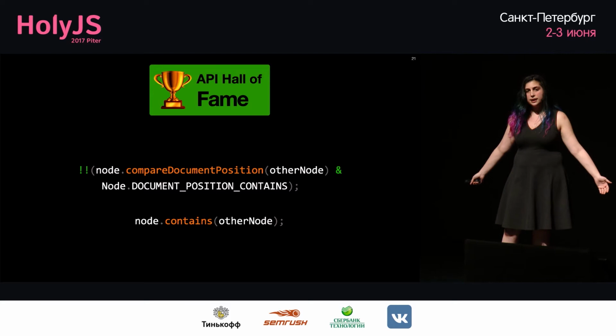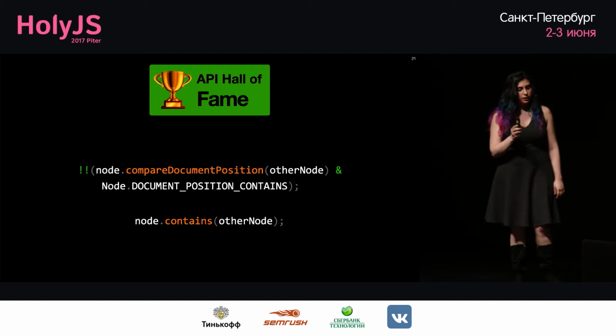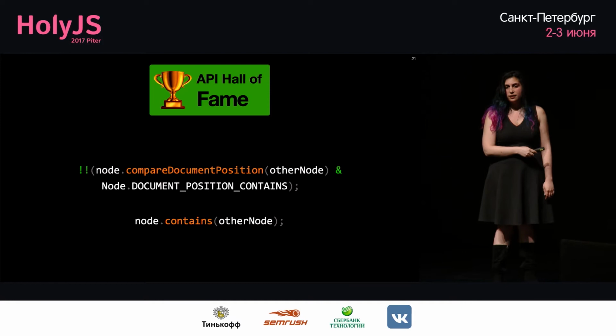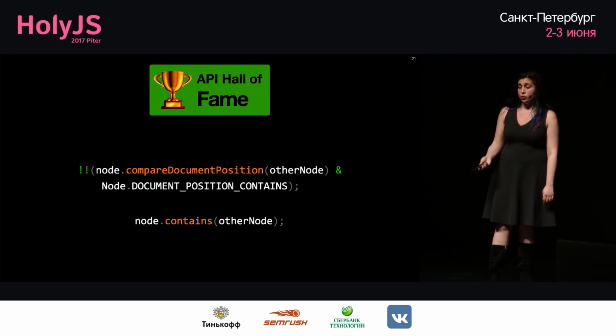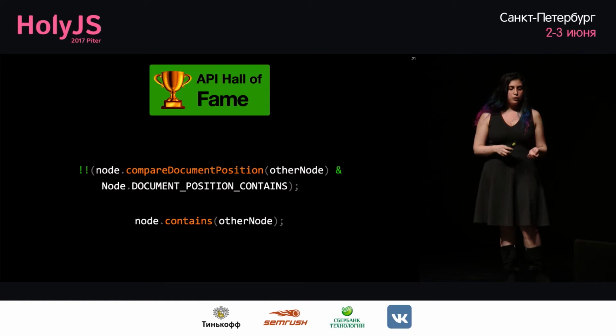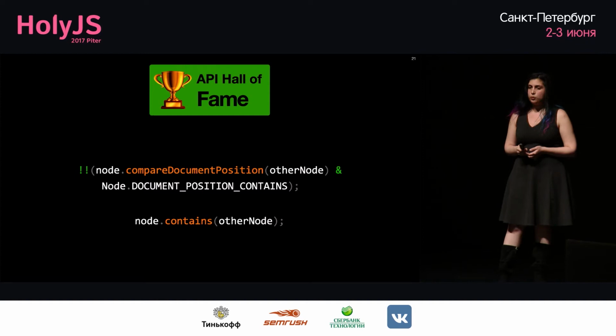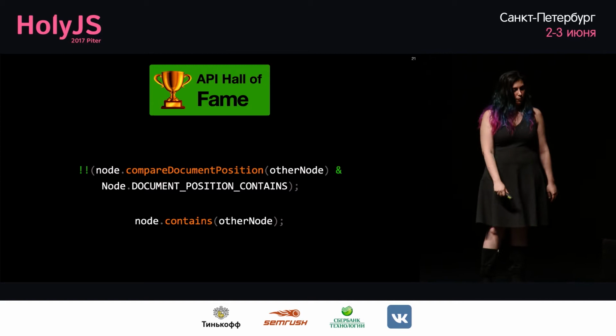However, this is a Hall of Fame slide because even though it's a very complex API, it has a shortcut. It didn't used to in the beginning. Many years ago, compareDocumentPosition was all you had when you were using vanilla JavaScript. But thanks to jQuery, eventually vanilla JavaScript was influenced, and especially the DOM was improved a lot. jQuery has done a lot for vanilla JavaScript. And contains is one of the methods we got from it.